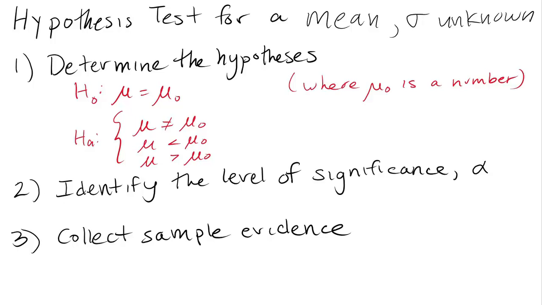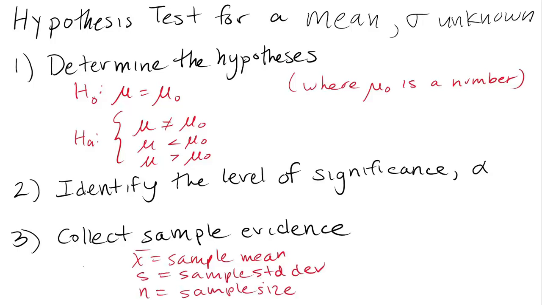Second step is to identify the level of significance, which we denote by alpha. Step 3 is to collect evidence from the sample that you gather. We're going to need 3 pieces of sample evidence here. We're going to need the sample mean, which we denote by x bar. We're going to need a sample standard deviation. Since sigma is unknown, we're going to need to use s as a point estimate. So we'll have to find the sample standard deviation, and we'll need the sample size.